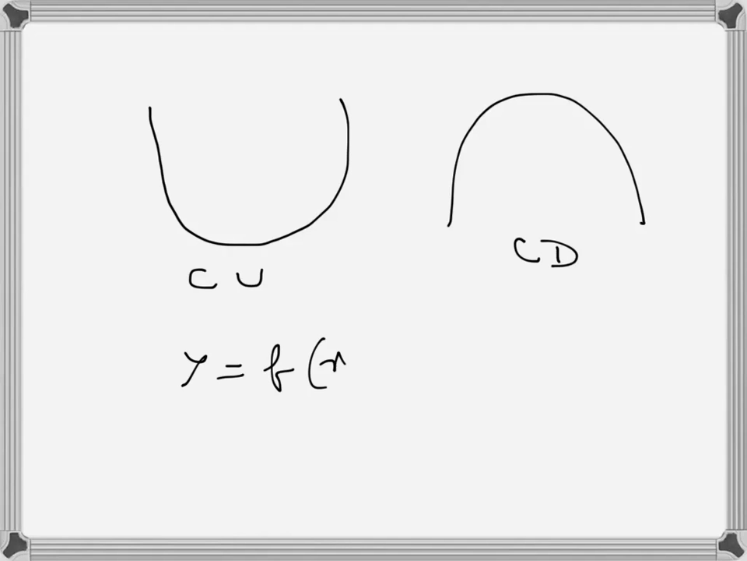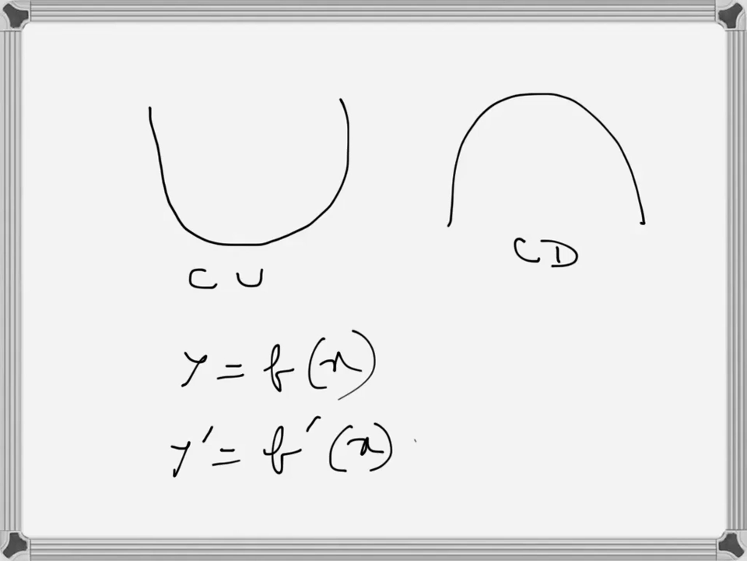This is concave up and this is concave down, and for any function y = f(x), we can tell whether at any point the function is concave up or concave down by looking at the sign of the second derivative at that point. So we know that the first derivative tells about the gradient of the tangent at any point, and the gradient of the tangent becomes 0 at the stationary point where the function is a maxima or minima.